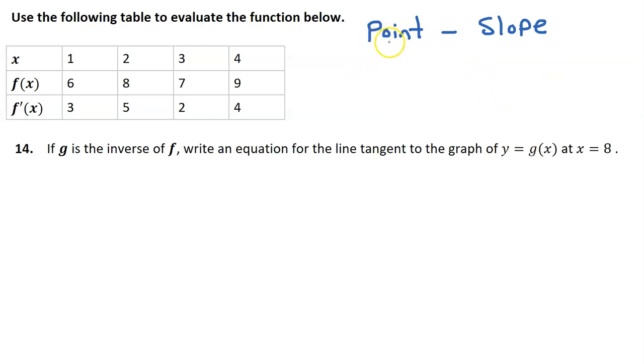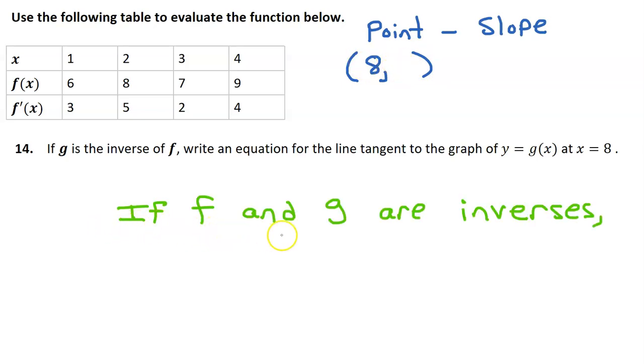Let's start by finding the point. This will be the point of tangency. We are told to find the equation of the line that is tangent at x equals 8. So right there, that tells us that the x-coordinate of the point of tangency is 8. We just need to find the y-coordinate.